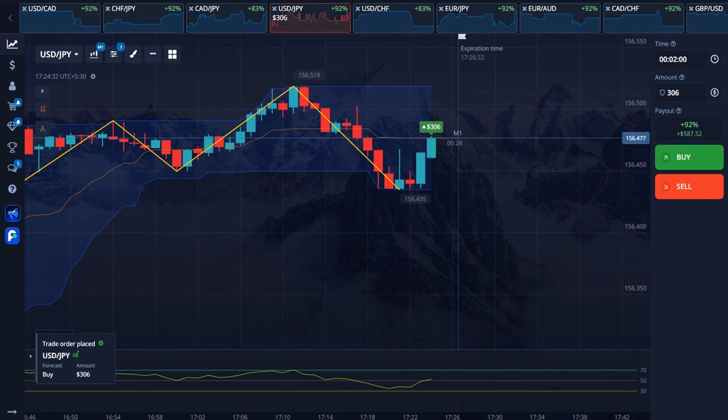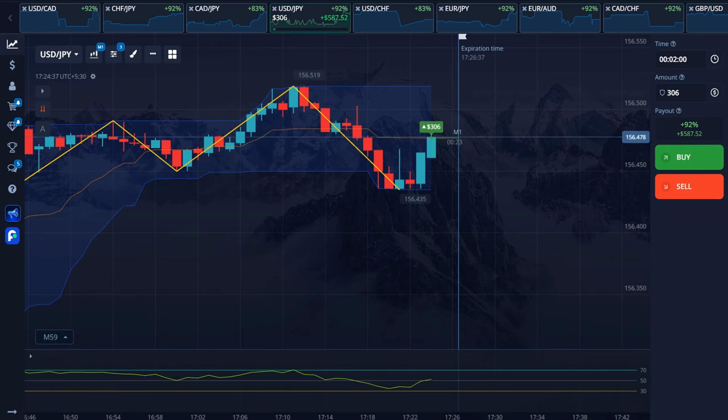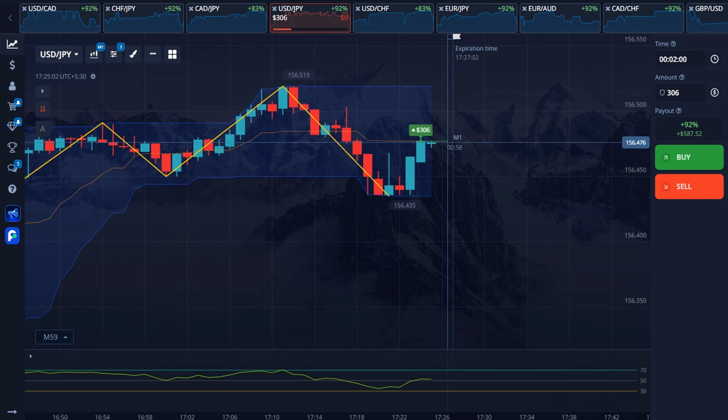So traders, that's exactly how this ZigZag plus Donchian Channel plus RSI reversal strategy works step by step on the 1-minute time frame. Remember, we are not chasing the market. We are waiting for the market to come to our level with confirmation.